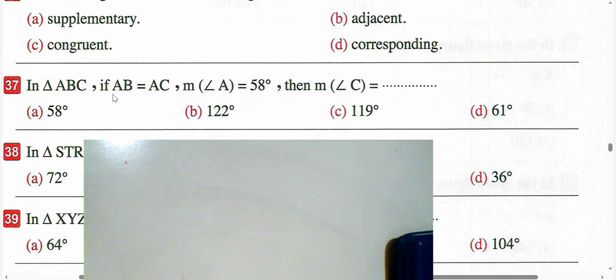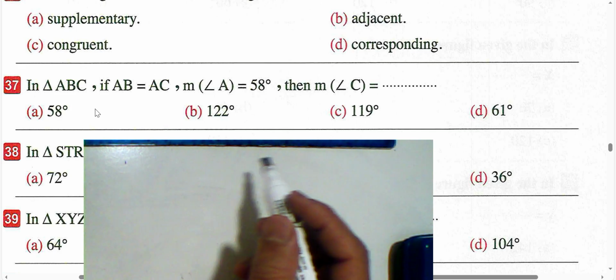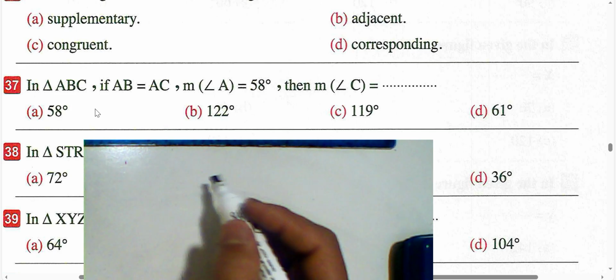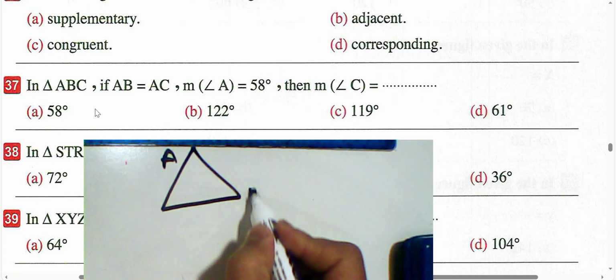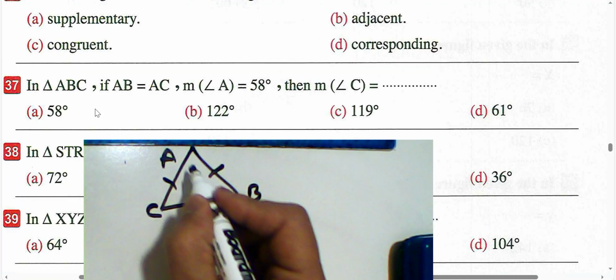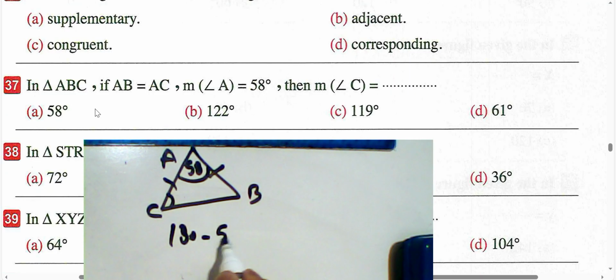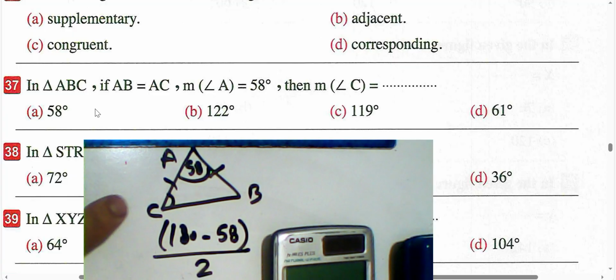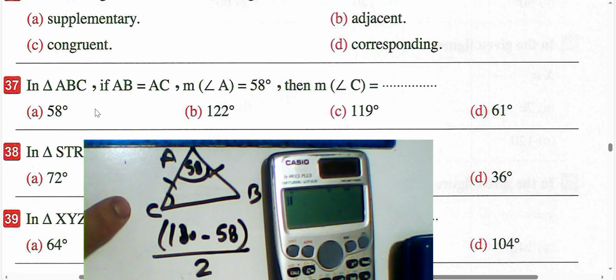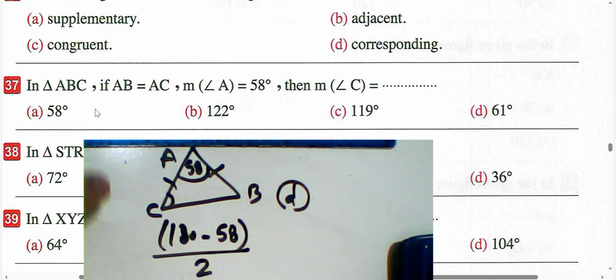Question 37. In triangle ABC, if AB equals AC and the measure of angle A is 58 degrees, then the measure of angle C equals what? We have triangle ABC here, AB equals AC and the measure of angle A is 58 degrees. We can find the measure of angle C. We can write 180 subtract 58 and then divide by 2 to find the measure of angle C in the base. The answer will be 61. Choose letter D.